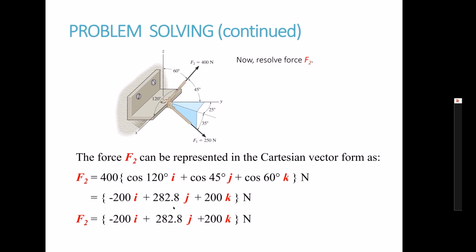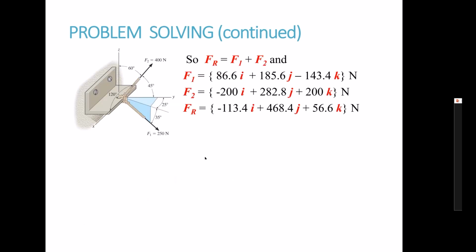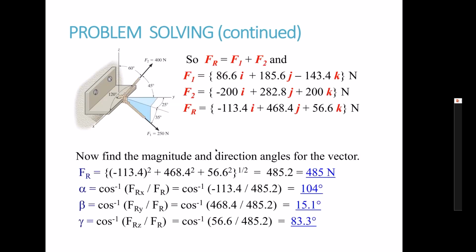So here's now F2. We have the components. Then all we have to do to come up with the resultant is add the individual components. So it's pretty straightforward. Just add these two together, add these two together, and add these two together, okay. And that gives us our resultant vector. It's very easy to find the magnitude of that with the Pythagorean theorem. And then we can find the individual angles, because we have the x, y, and z components for that vector. So it's pretty straightforward.